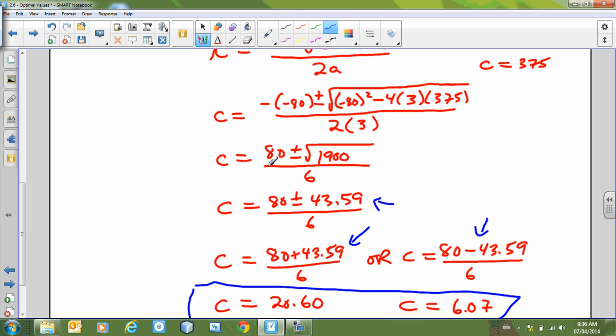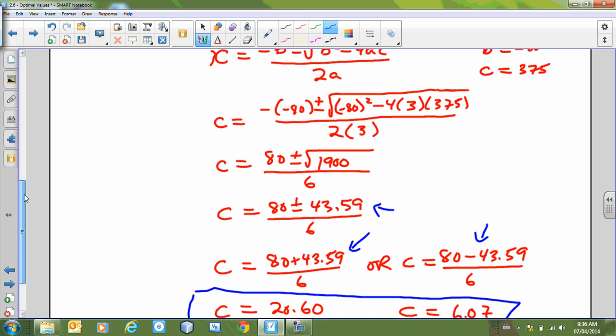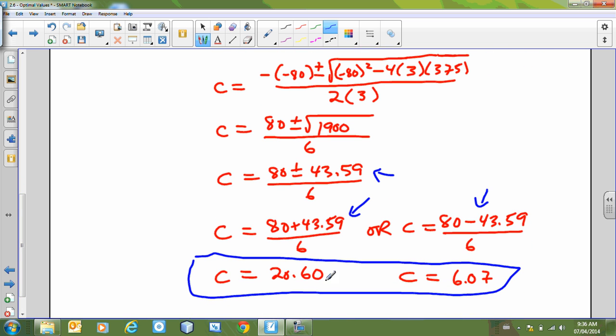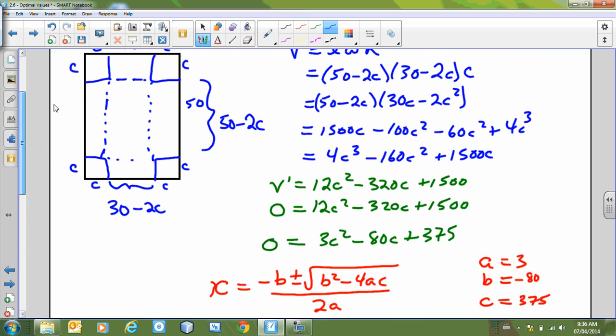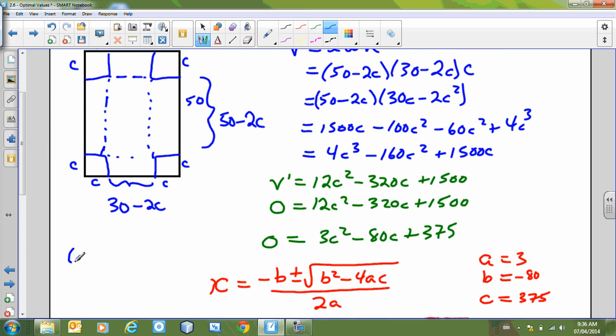If I were actually a student in the class, I would have punched in 80 plus root 1900, get the answer, divided by 6, write the final answer, no rounding off at any point until the final answer. So, sorry, last thing now, 20.6 and 6.07. So the 2 answers we found were 6.07 or 20.6. Normally, if we have 2 answers, one of them isn't legitimate.